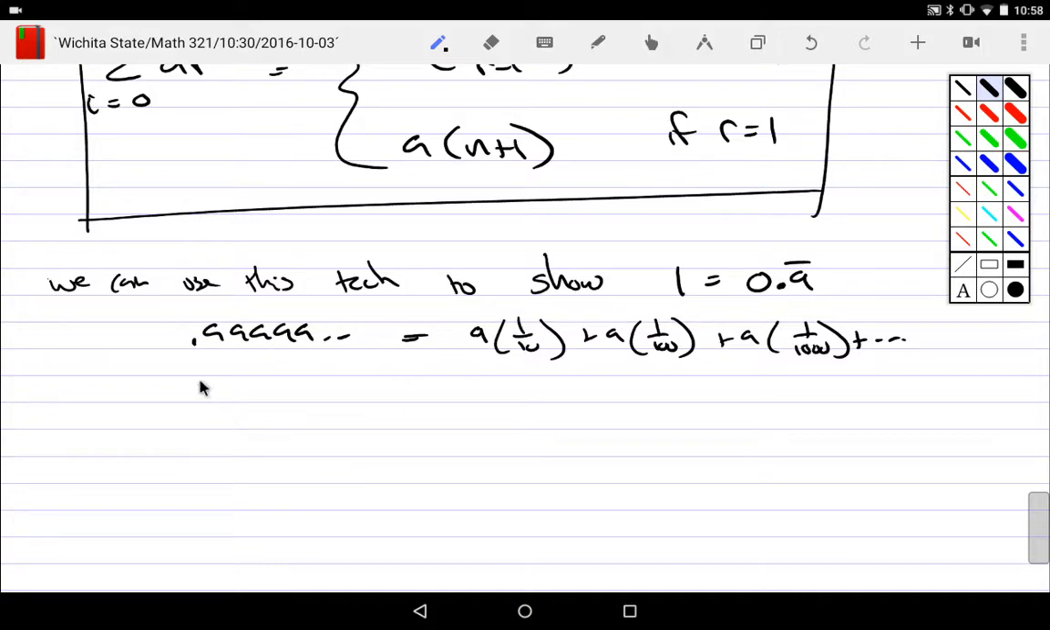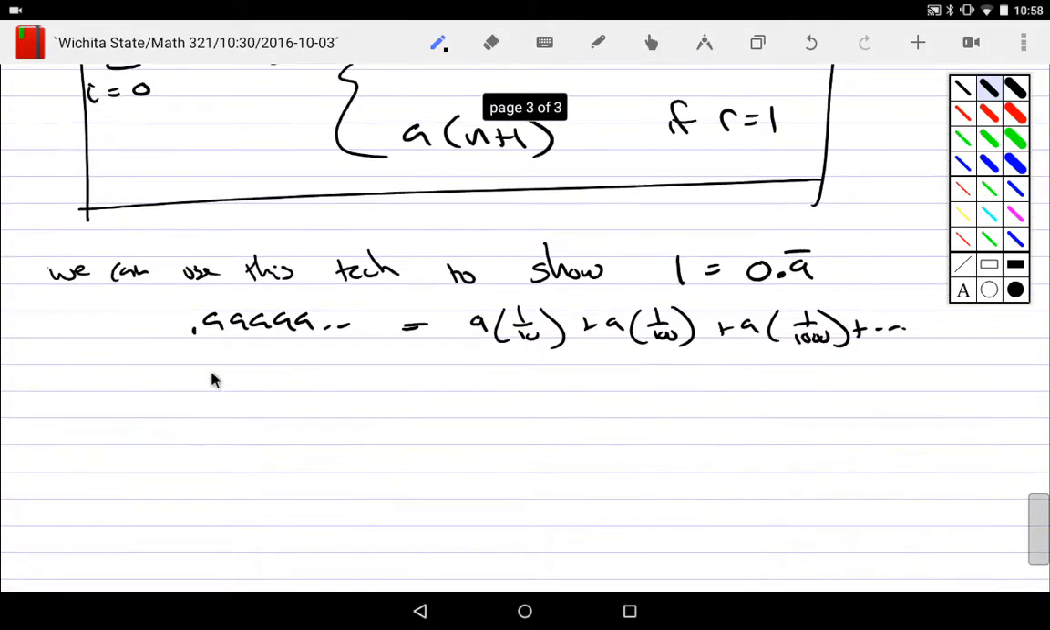Now, if I would take this thing and multiply it by 10, so I'm going to call that S. What is 10S? What's going to happen to this sum here? It's going to become what? 9.999, right? Which means every one of those gets knocked off.